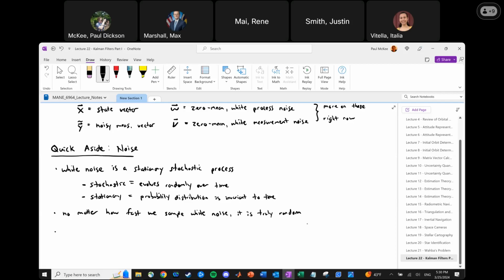So this is a model. Remember, all models are wrong, some models are useful. So white noise does not exist in practice, but it is a useful mathematical construct.